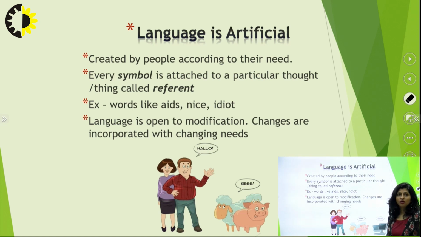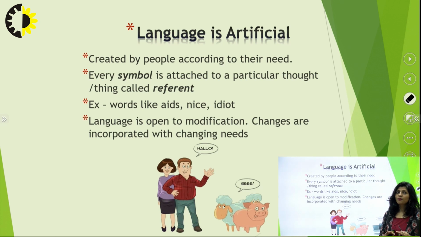So why is language called artificial, right? Language is called artificial because it is created by human beings. There is no organic or natural process involved in the formation of language or in the creation of words, right? So language is artificial. It does not exist in isolation, it does not exist outside the minds of people. It is created by people according to their need. Every symbol is attached to a particular thought or thing called a referent. Words like it's, nice, idiot, there are so many words which have been created.